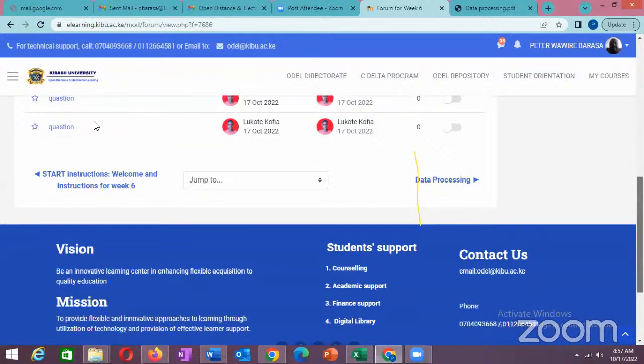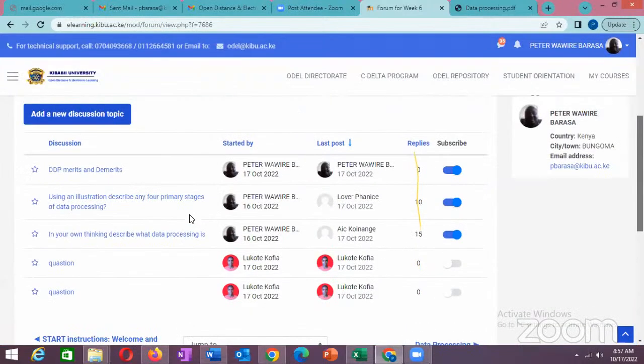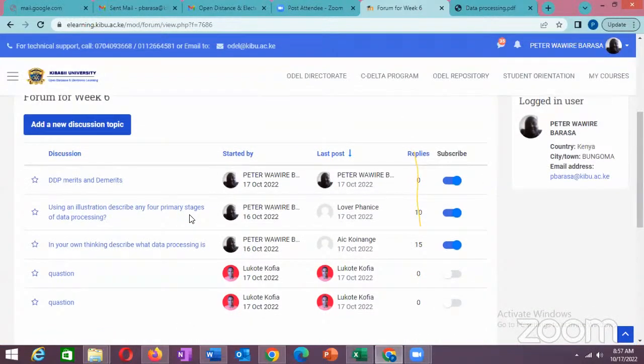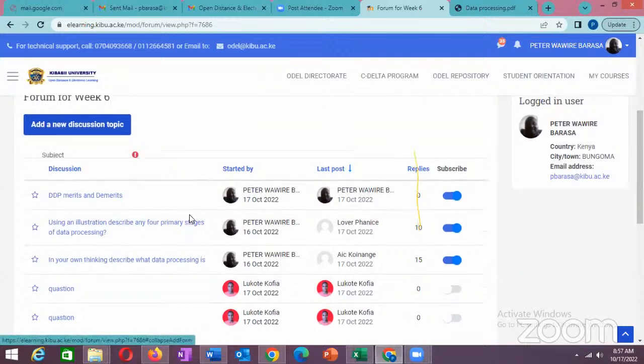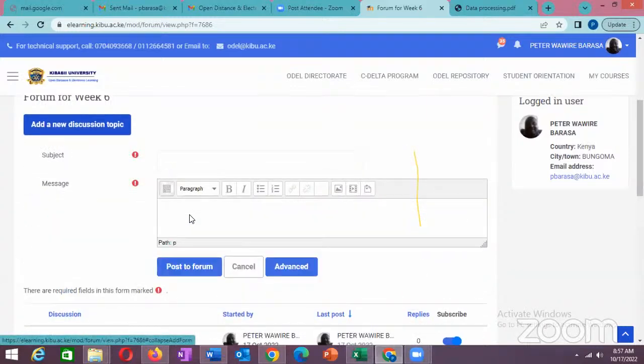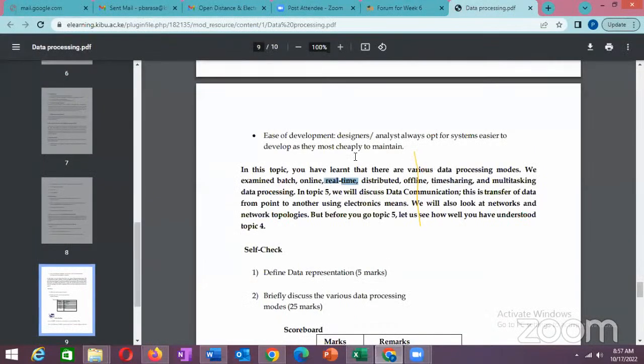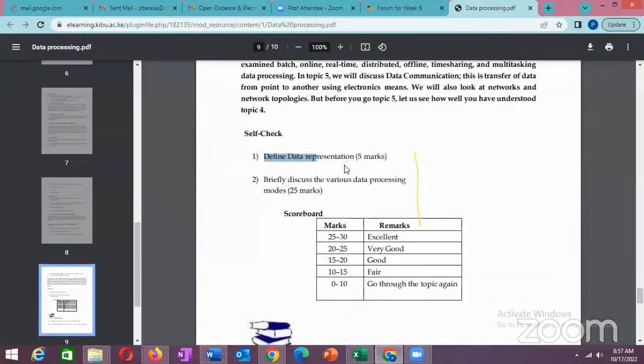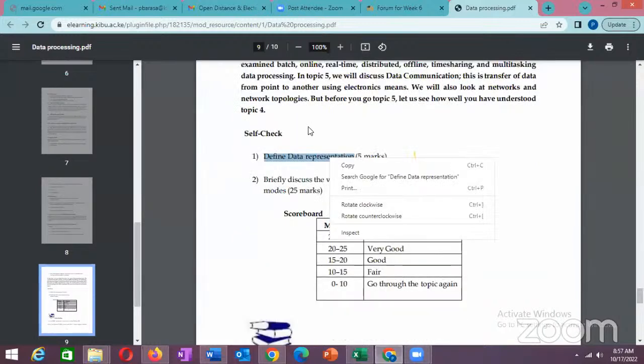Let me add another topic. So discuss. So I've put that. And now we are actually at the end. So I'll also put this in the forum. You define what data representation is, adding it in the forum.